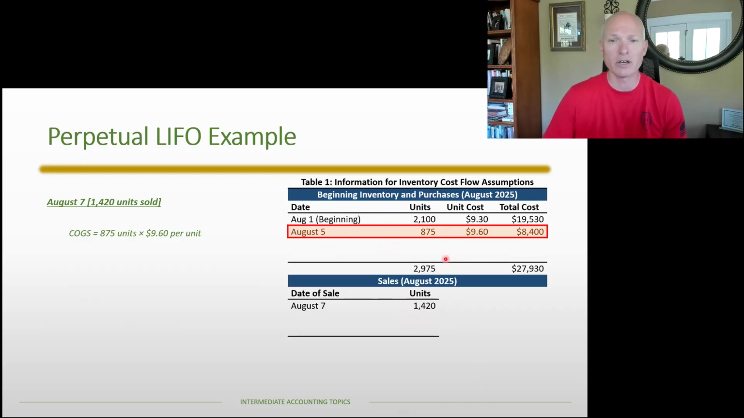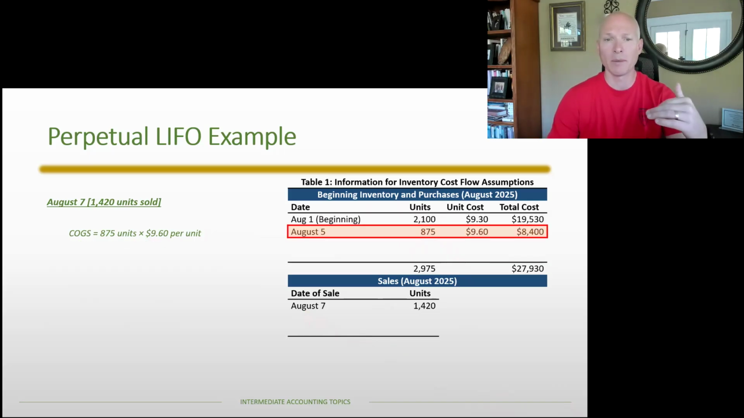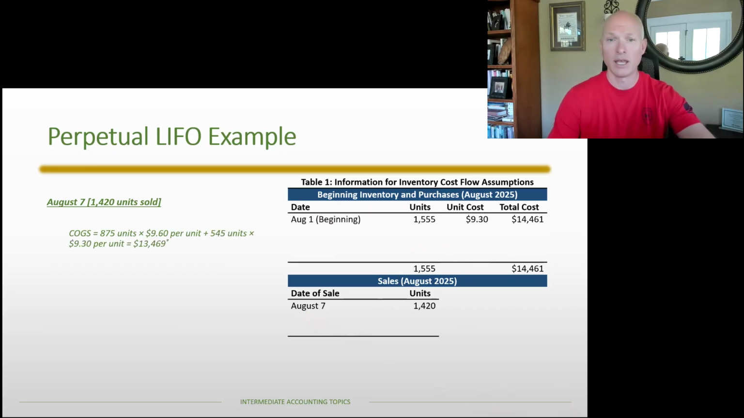But of course, 875 units is not 1,420 units. So we need to also pull from the August 1st layer. We're going to pull another 545 units from the August 1st layer, meaning there's only going to be 1,555 units available in that layer after the August 7th transaction. And just to be clear, that August 5th layer is gone, and whenever we adjust the August 1st layer, those units are gone.